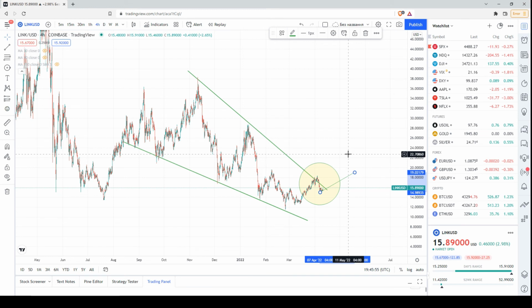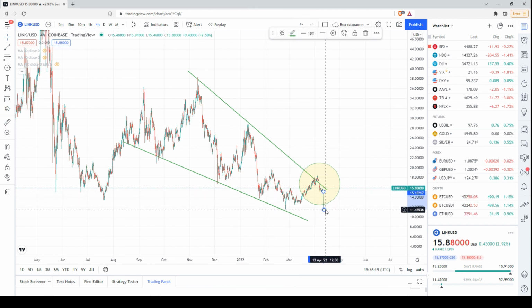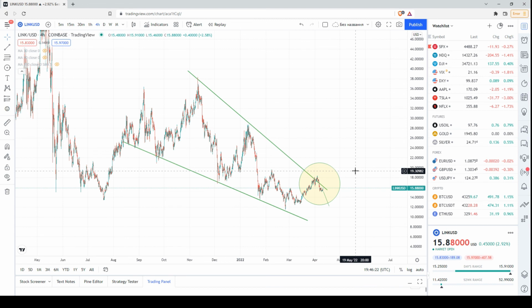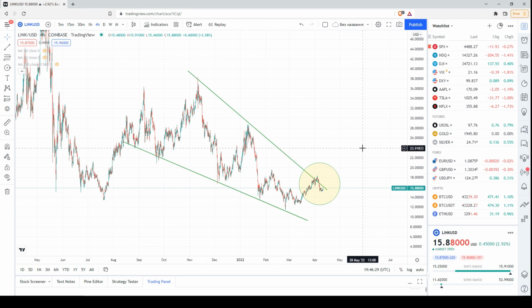Once again, if the price exits in the upward direction, of course, the descending wedge, then we will receive a potential small bullish signal, and this will be a sign that probably the rebound will continue further. But if the price cannot overcome the resistance coming from the upper line of this descending wedge and resumes the price decline, then definitely we have to be really very cautious because it will be just a continuation of the downtrend. So that's it for today, fellas, about the price chart of Chainlink.